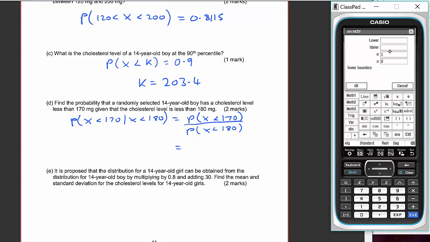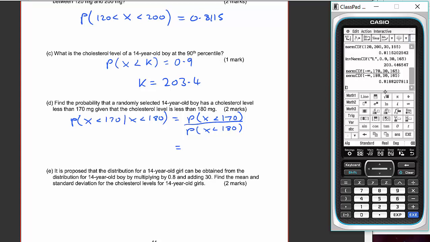So continuous, normal CDF. So we've got negative infinity, and this time the upper would be 180. And that's going to be from 30 to 165. And there we go, 0.8188.